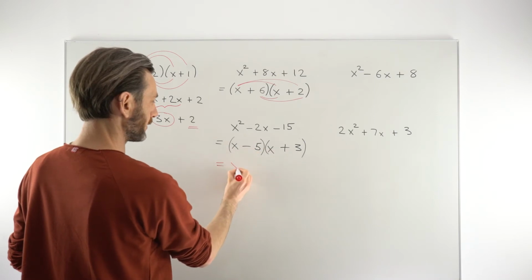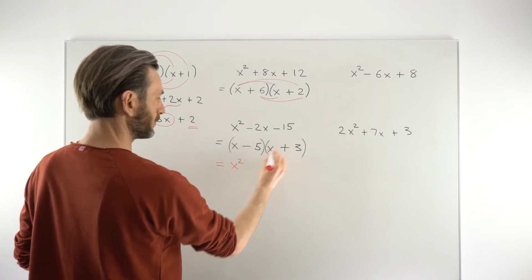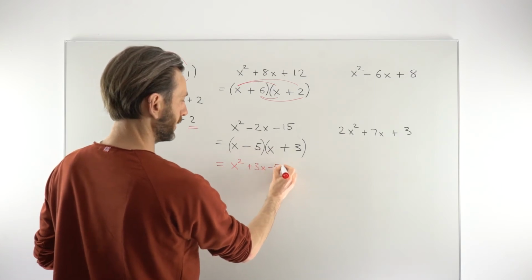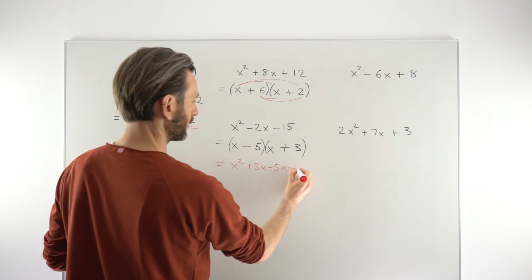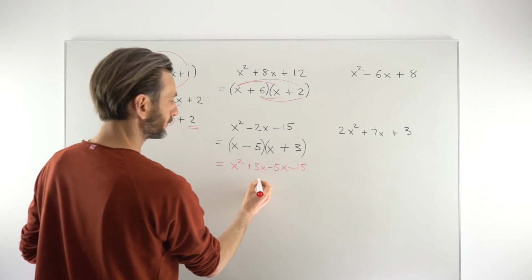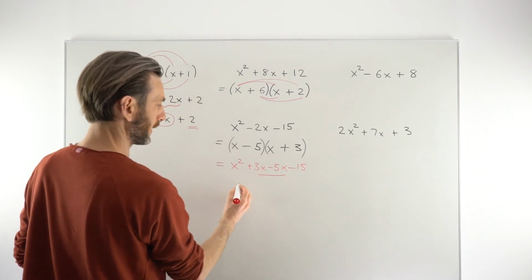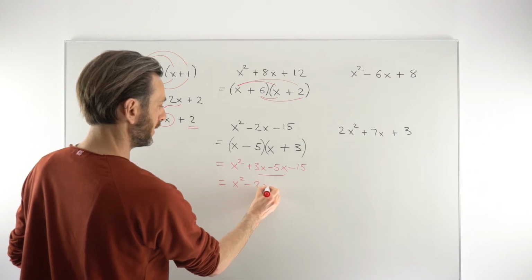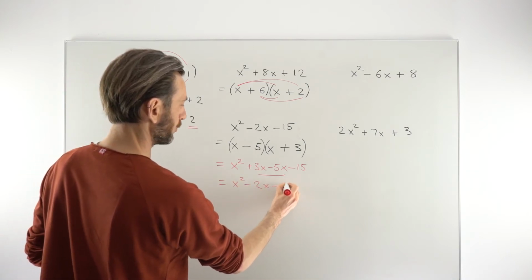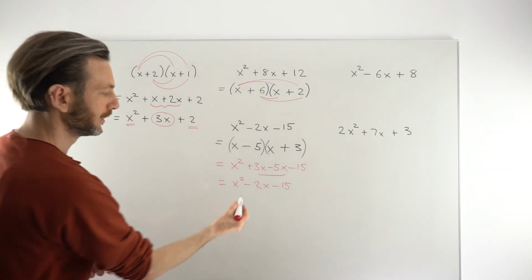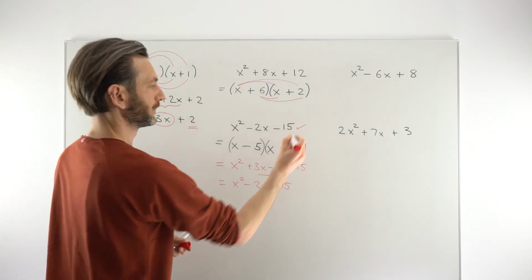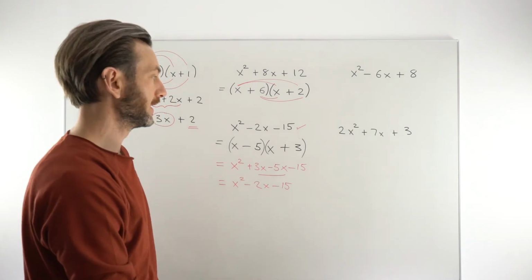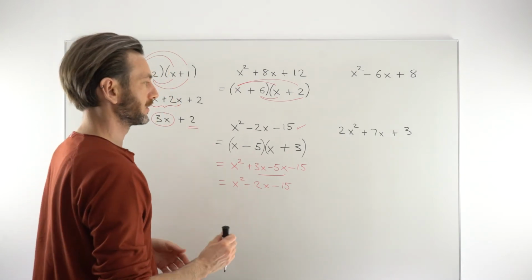x times x gives us x squared, x times 3 gives us 3x, minus 5 times x gives us minus 5x, minus 5 times 3 gives us minus 15. If we then combine these two together, we're going to get a minus 2x, so x squared minus 2x minus 15. So we've run through that self-check. We've got what we started with, so that is the correct factorization. Not easy, takes a bit of practice and a bit of experience.